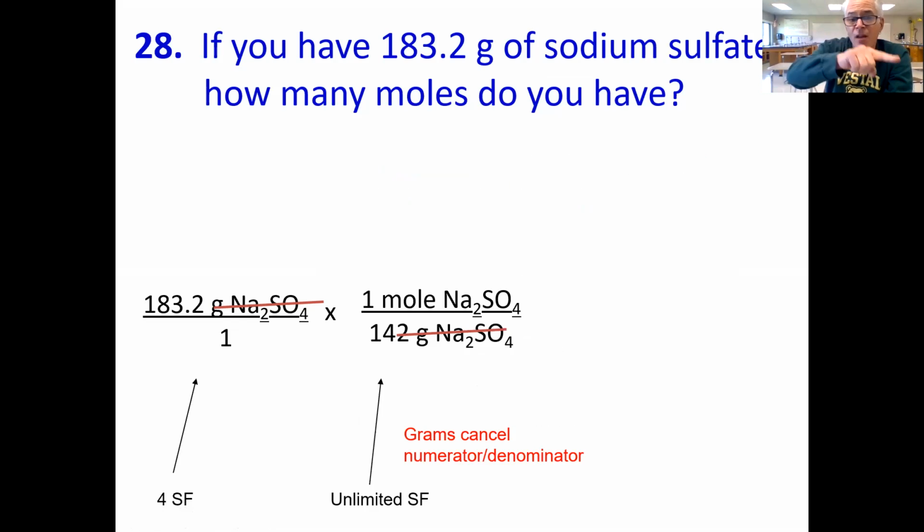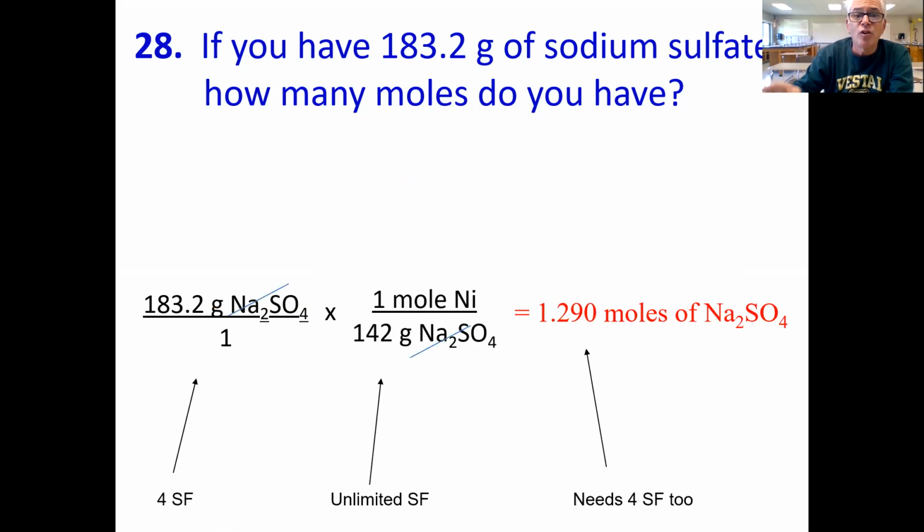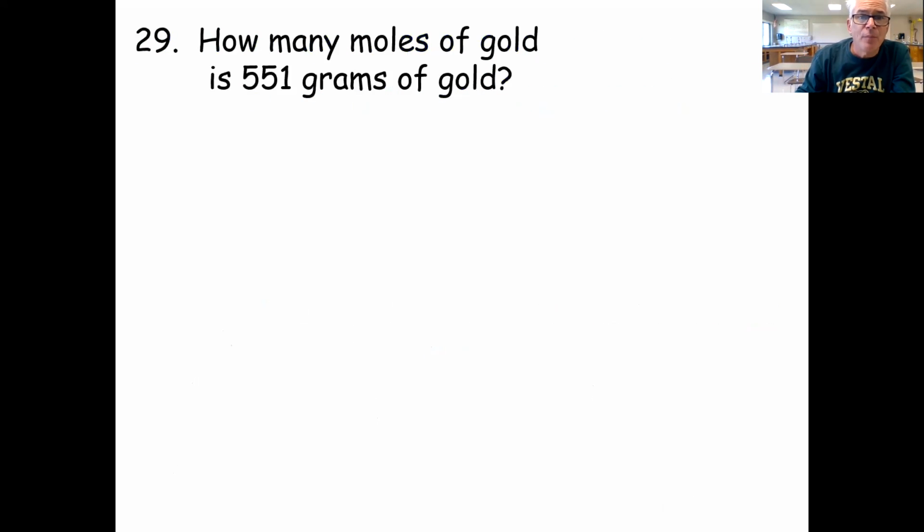Multiply across the top, multiply across the bottom, and look what you get. 183 divided by 142, it comes out with 4 significant figures. So we went from grams to moles because they're the same thing. They're just a different way of saying it. There's a mole that's equal to the molar mass. You have this many grams, it's a proportion to the mole. In this case, you have more than a mole. How much more? You have 1.290 moles. Grams can become moles, moles can become grams, no problem.